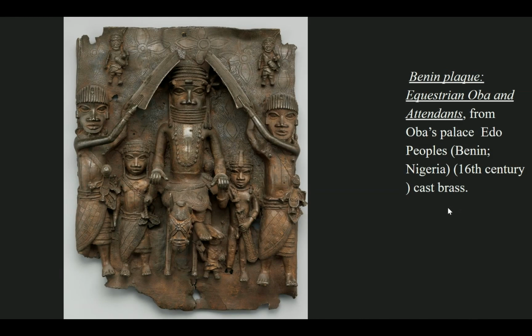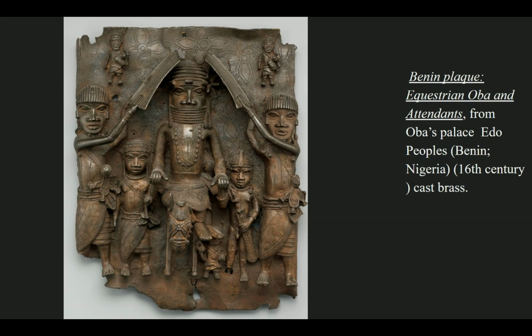So let's talk about this specific plaque, the equestrian Oba and his attendant. Equestrian, meaning he is on a horse, which had been brought over by the Europeans. Same with North and South America. Horses, for a long time, were not part of or indigenous to these continents. And so let's talk about some formal elements.